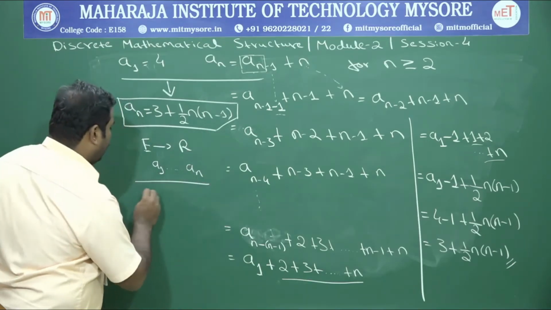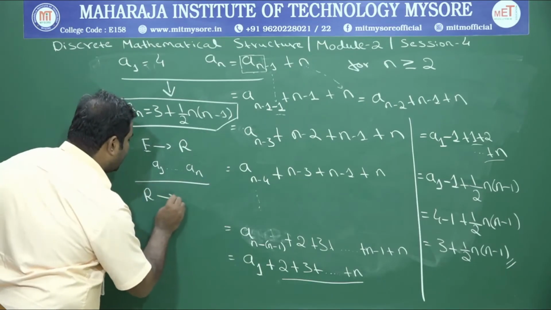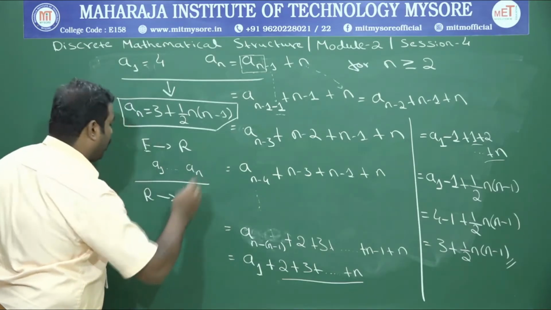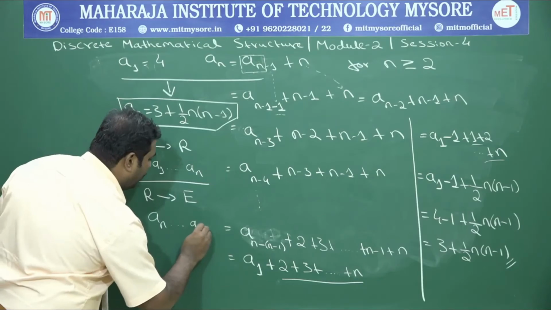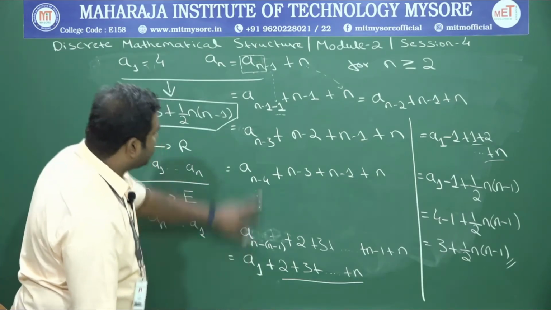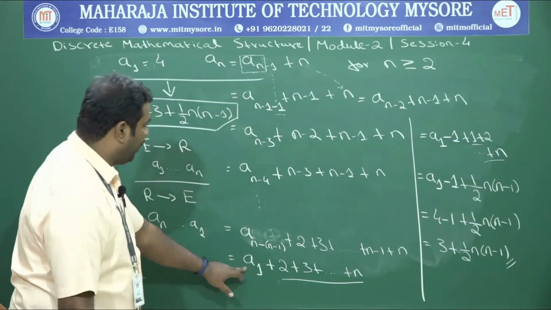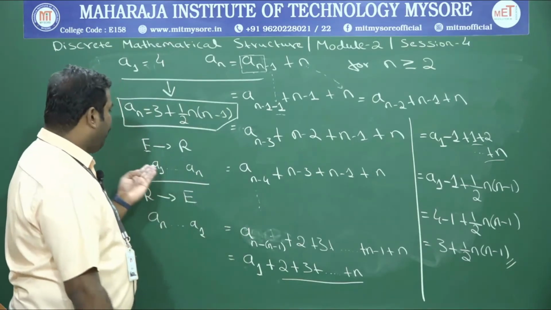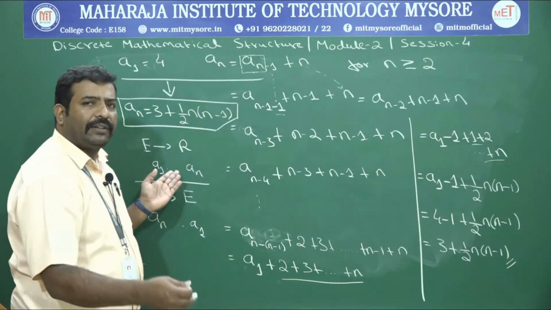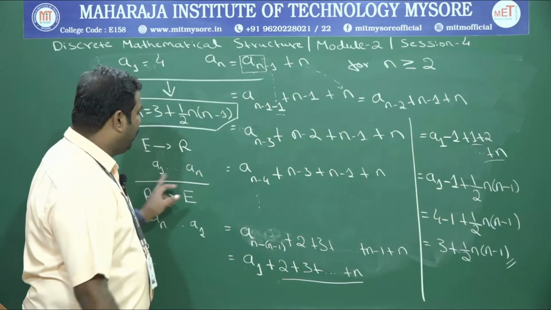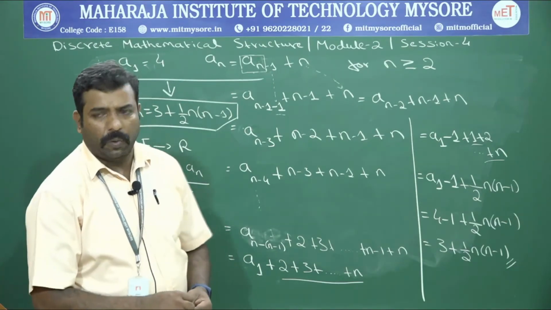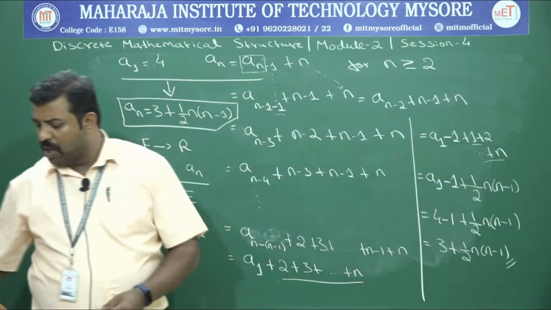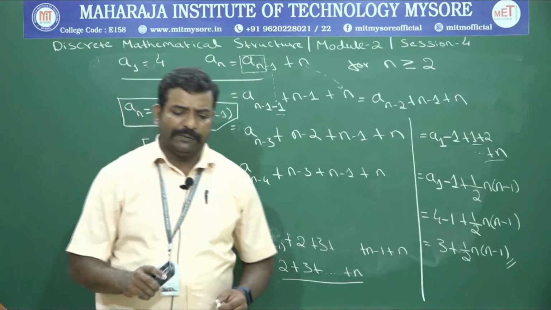And if you are trying to convert a recursive definition into an explicit form, start at a_n and reach until a_1. That is what I am doing. I started with a_n, and I have reached a_1. Whereas in the previous example, we tried to find a_1, a_2, a_3, and at the end, we tried to reach a_n. This is what the formulas you are going to work out with. So these are the three problems I wanted to discuss with you.